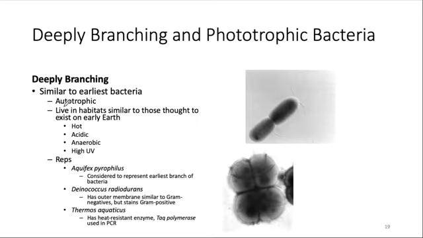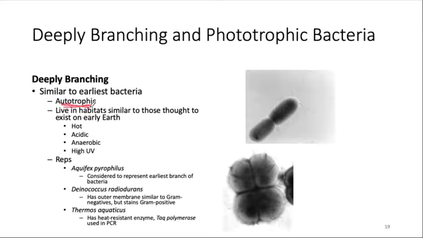They are autotrophic, so they produce their own food using energy, either from the sun's light or inorganic substances in the environment. They live in extreme environments. It may be very hot, very acidic, or there may be a lack of oxygen or very high radiation.